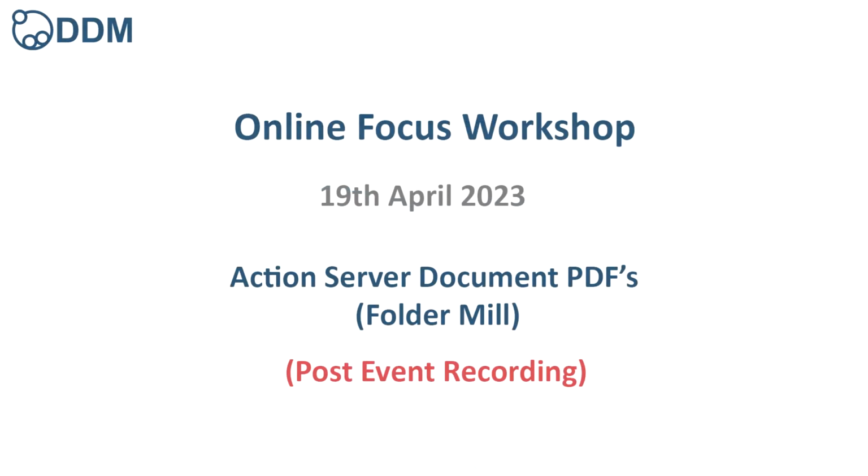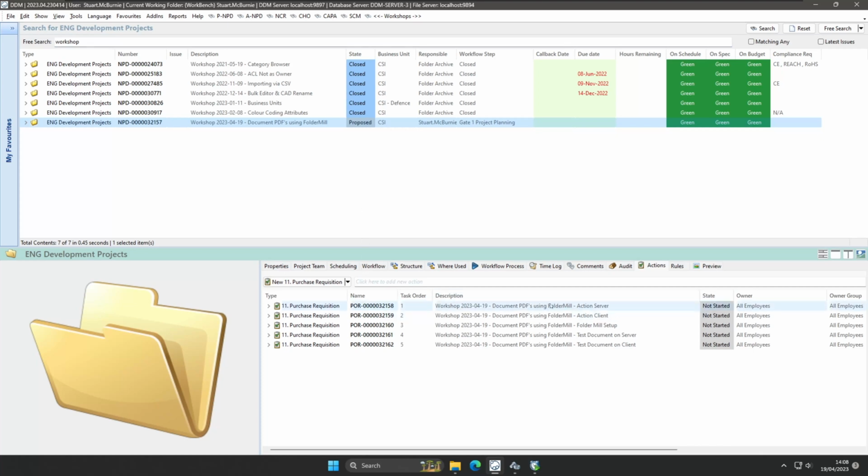Today's topic is document PDFs using FolderMill. I've set a number of actions here in my project. We're going to look at the action server in the DDM administration client. We're then going to look at the action client, FolderMill, the tool that generates the PDF, and we're then going to do a simple test on the server, and then we'll do a test using the DDM Office client.